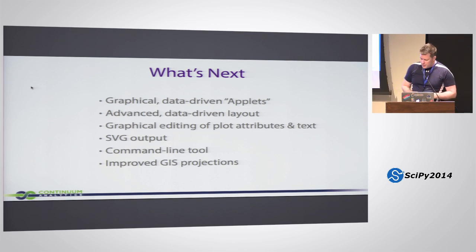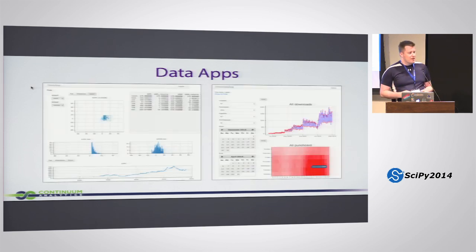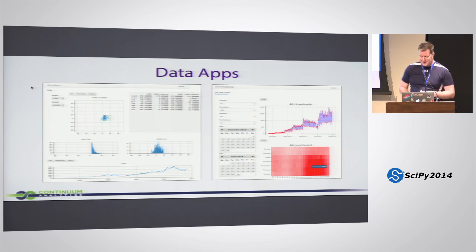SVG output, looking to add that as well. Command line tool, this would be really cool, I think. We'd love to have a Bokeh command line tool where you can point it at some CSV file and all of a sudden you get a plot up in your browser. We'd really love to make a nice little command line tool that can ingest and even start putting stuff into the server from the command line as well. And again, as I mentioned, improved GIS support as well. So lots of stuff coming in the pipeline. Again, it's a semi-infinite list of to-do things.